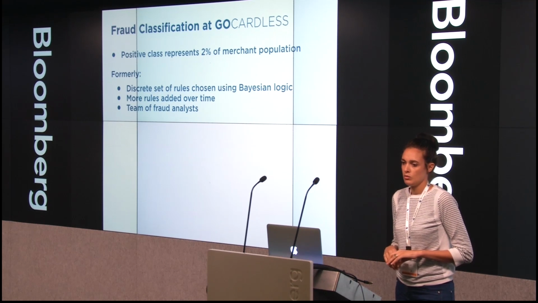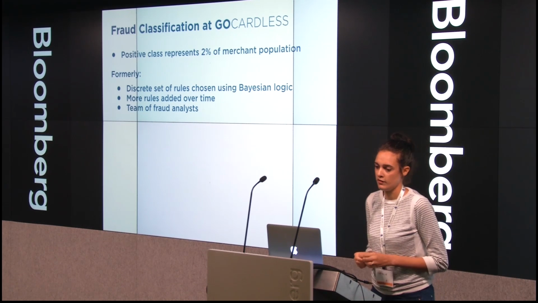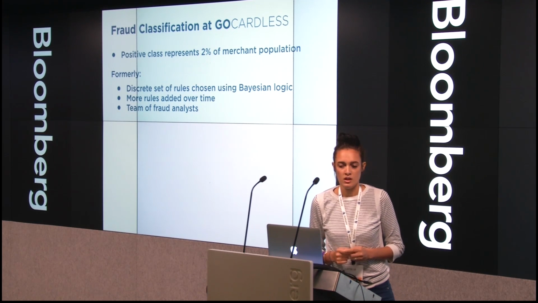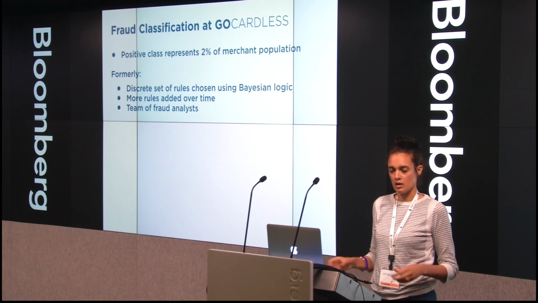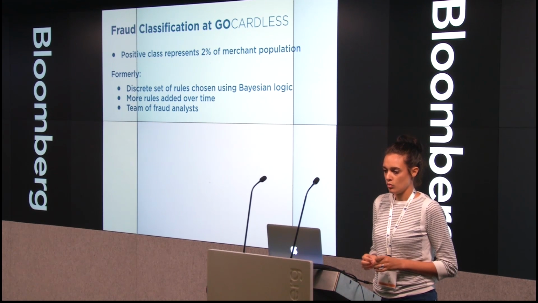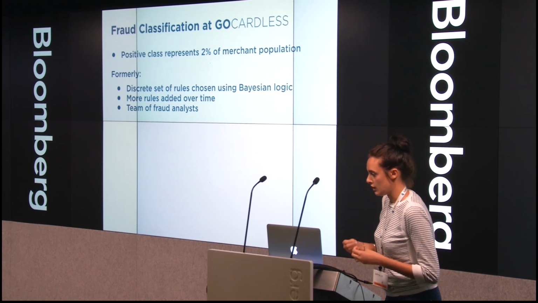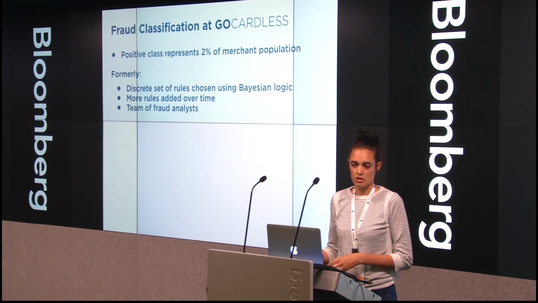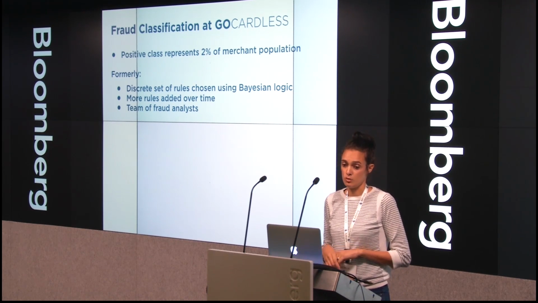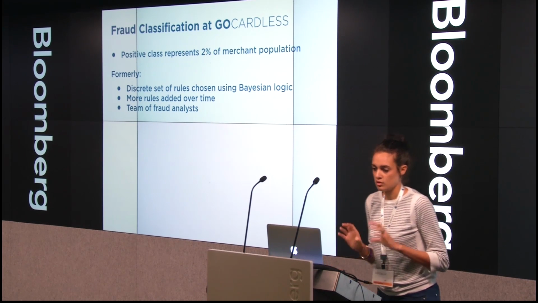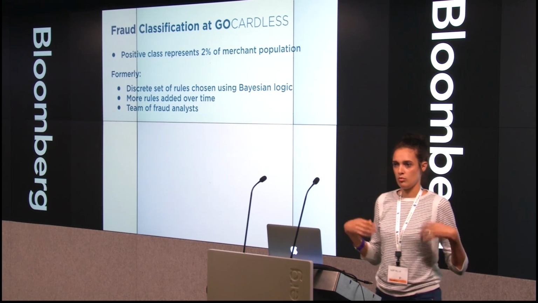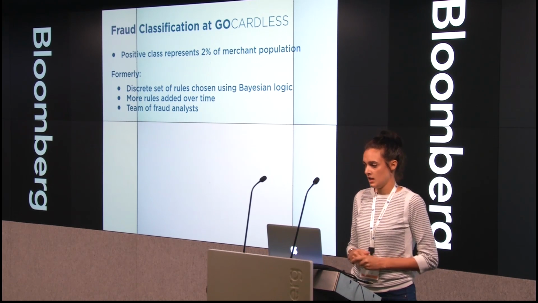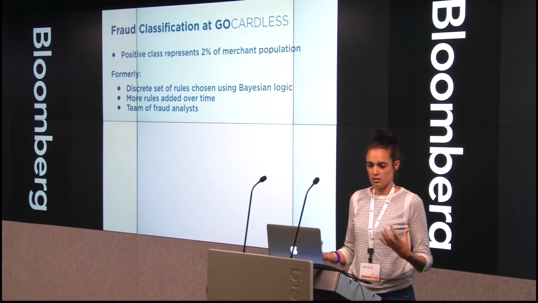And so we're a startup, we're fairly young, we're 4 years old, and up until recently we've been using a fairly basic clunky system. The ratio of fraudster to non-fraudster in our data set is around 2%. Formerly we used a discrete set of rules that we chose using Bayesian logic. Over time we've added more and more rules. It's created a system which is actually really quite messy.